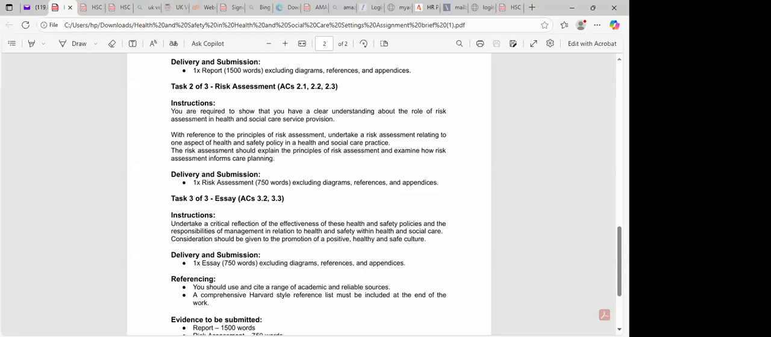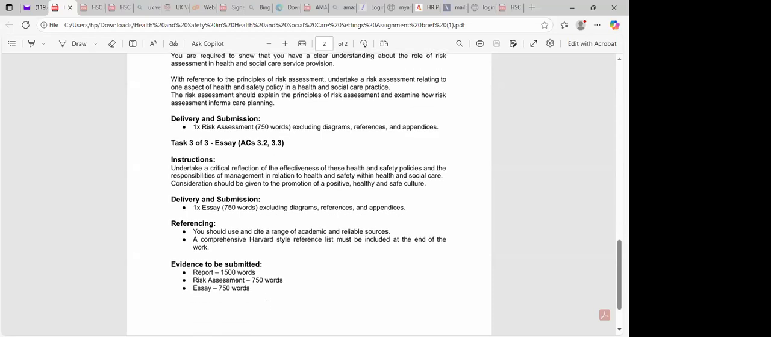I don't know. If we are to examine how risk assessment informs care planning, how can you talk about this without talking about person-centered care? I need an answer. I talked about personal injuries. But that's different from person-centered care. Do you know what person-centered care is? Like a protection to yourself while carrying out care for someone. No, that's not person-centered care.